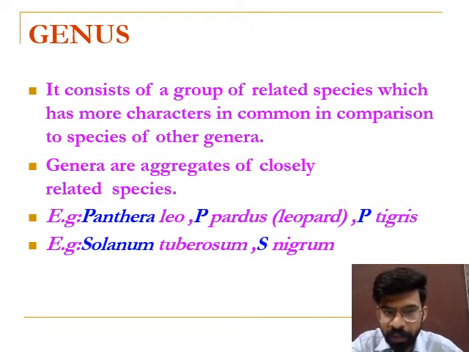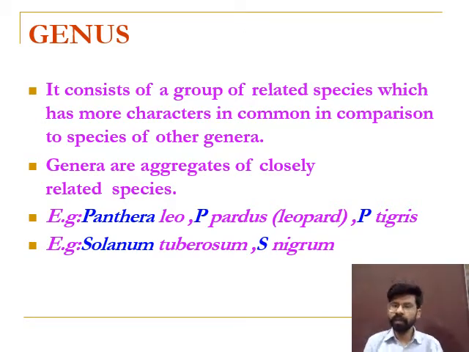Example: Panthera leo, Panthera pardus and Panthera tigris. So here Panthera represents a common genus. Solanum tuberosum and Solanum nigrum: Solanum is the same. In binomial nomenclature the first word is the genus. Very good. So Solanum is the same word, so they belong to the same genus. Panthera, same genus. Next.